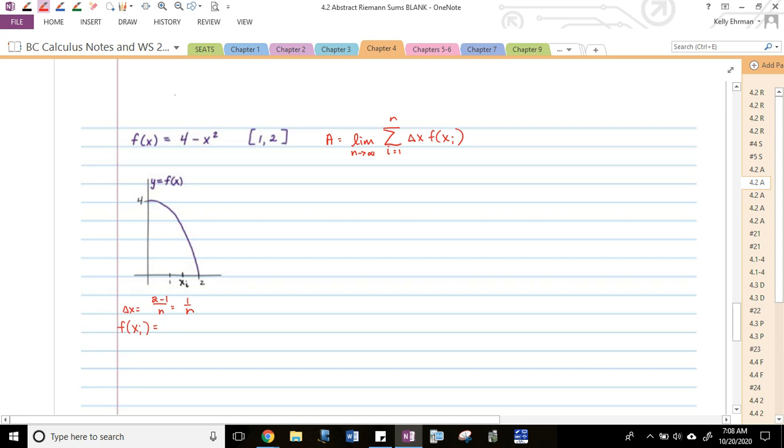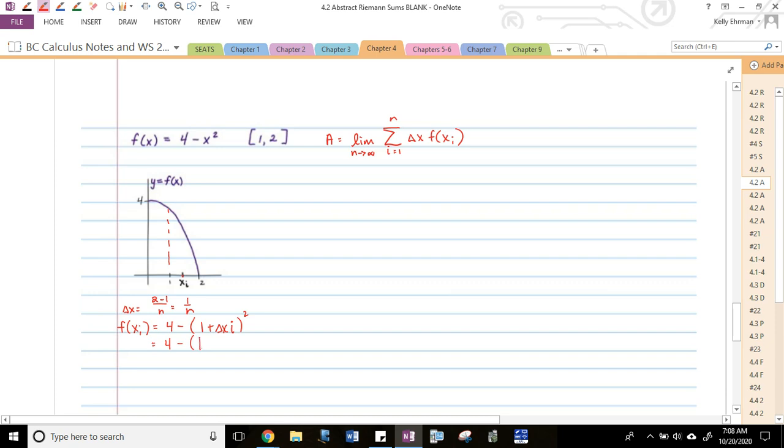So here, before, the function was just x cubed. Here I have 4 minus x squared. So 4 minus something squared. The something will always be starting at the beginning of your subinterval. In this case, it's 1, adding delta x times i, because that will get you to wherever this delta x is. I don't know how many rectangles I'm going to get to before I get there, but that's why we say times i. Okay, and then simplify that.